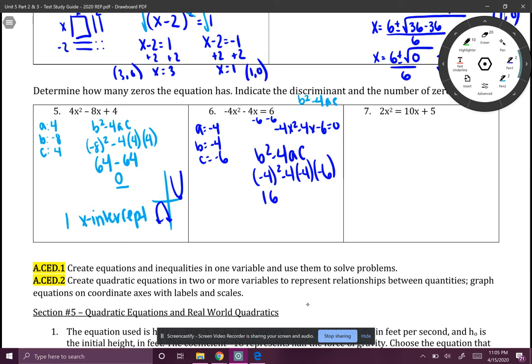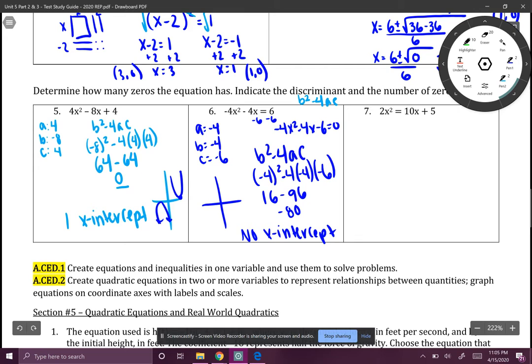That's a negative times a negative times a negative. That's going to give us minus 96. So from there, when we do 16 minus 96, we get negative 80. Anytime we have a negative discriminant, that implies that there are no x-intercepts. They're imaginary, which is something you'll learn about in Algebra 2 when you get there in 2 years. No x-intercepts mean the parabola looks like this, or faces down, but it does not touch the x-axis.